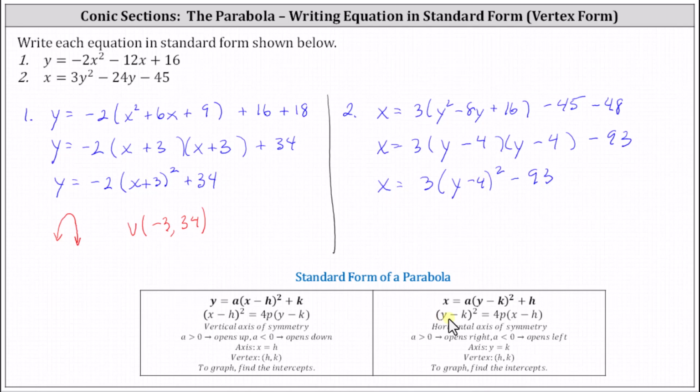Now that we have the equation in this form, because the y part is being squared, we know we have a horizontal axis of symmetry, which means the parabola opens right or left, but we also know a is positive, and therefore the parabola will open toward the right. And then finally the vertex is h comma k. Because we have minus 93 on the end, h is negative 93, which is the x-coordinate of the vertex. And because we have the square of y minus 4, notice k is 4, the y-coordinate of the vertex is positive 4.